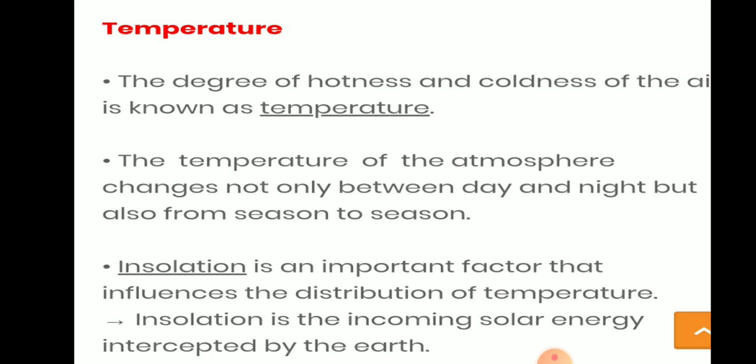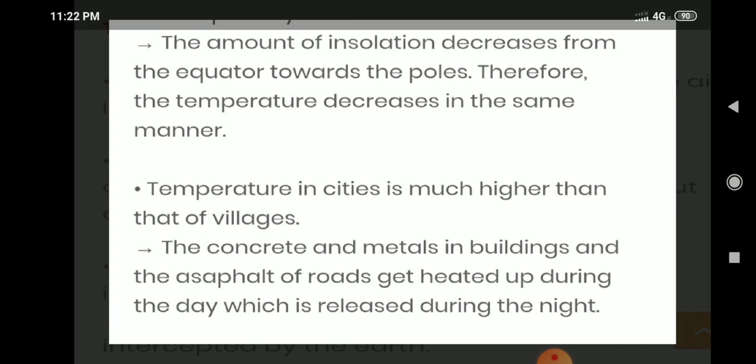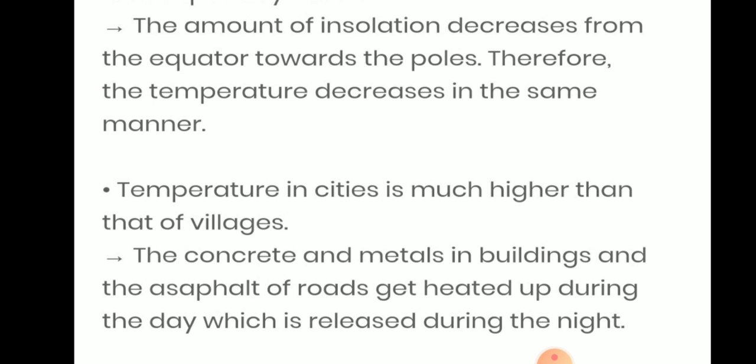And this insolation received on the surface of the earth is not similar everywhere. Some parts of the earth receive more insolation as compared to other parts. The amount of insolation decreases from the equator towards the pole. So the equator receives the highest amount of insolation and it decreases away from the equator. So the poles receive less insolation. Therefore, the temperature decreases in the same manner. From equator to pole, there is a decrease of temperature.